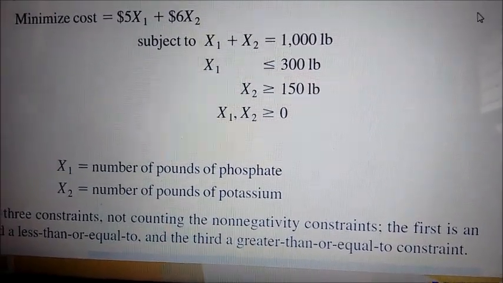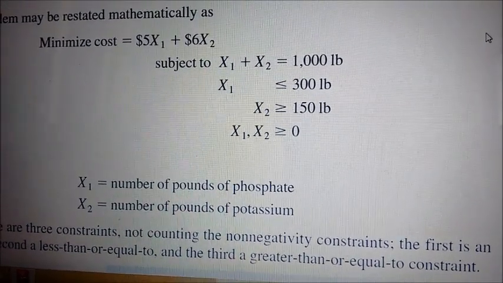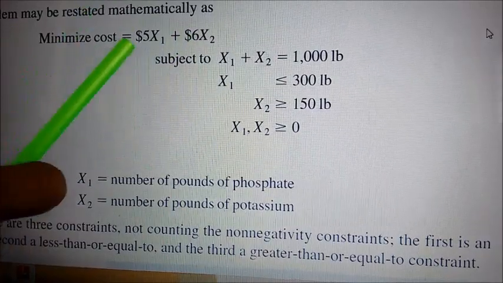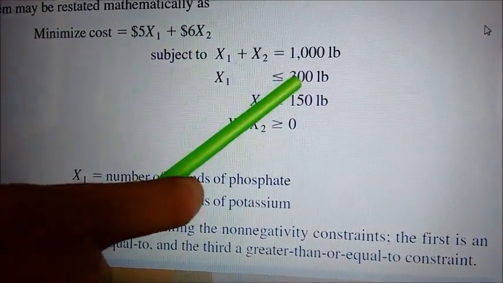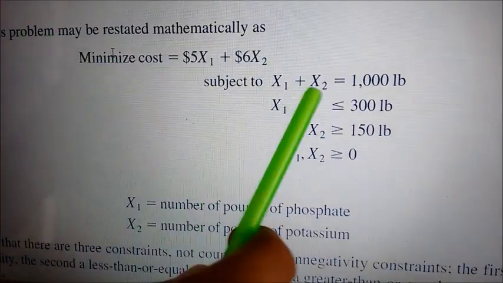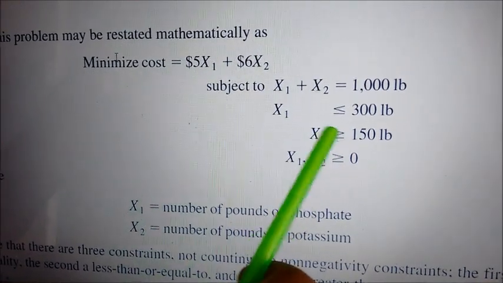Now, what you have on the screen in front of you is a minimization problem in which you have to minimize the cost. The objective function is 5x1 plus 6x2. And the constraints are x1 plus x2 is equal to 1000, x1 is less than or equal to 300, and x2 is greater than or equal to 150.